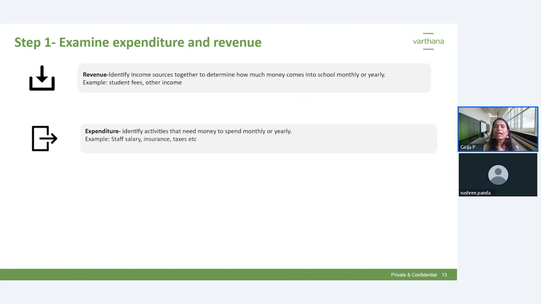There are a lot of resources and tools available in the market which can help you with this. There are a few school accounting software, like FreshBooks, Windows Accounting, Redicare, QuickBooks. These are the software which can help you keep track of the revenue and expenditure you are doing on a monthly and yearly basis. Apart from that, Varthana has also developed their own tool which can help you keep track of all these things. So let me take you through that tool.